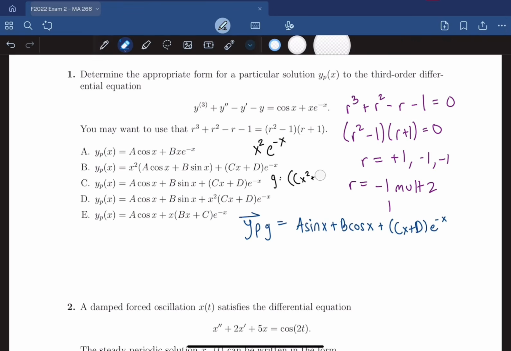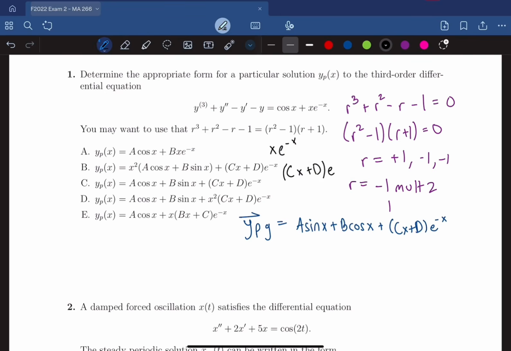Or if your term here was just e to the negative x, then technically you have a 1 over here, x to the 0, because anything to the 0 is 1. And so your polynomial of degree 0 would literally just be, well, I guess you could call it cx to the 0, which is just c, and then you have ce to the negative x. So for this one, we have xe to the negative x, which means we need a polynomial of degree 1. And so this is our guess. I hope that makes sense.